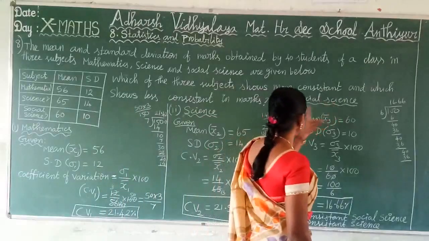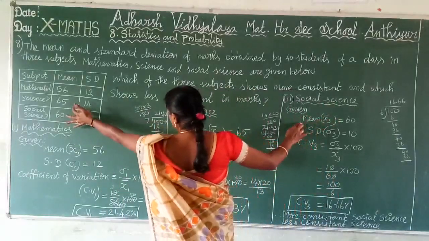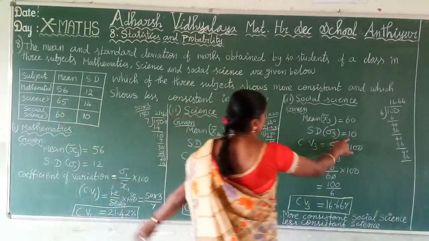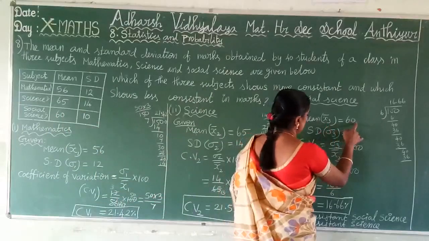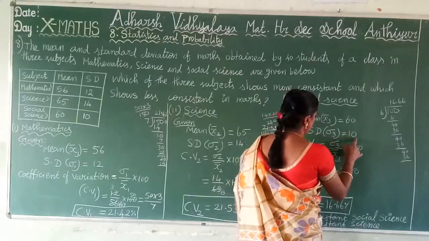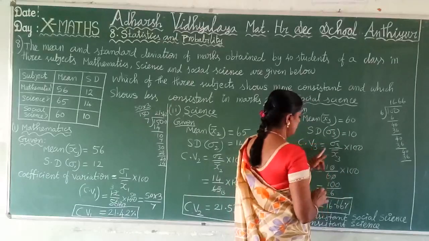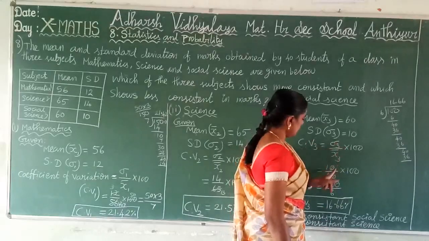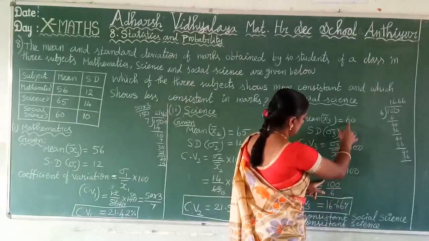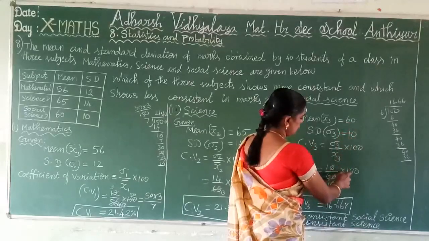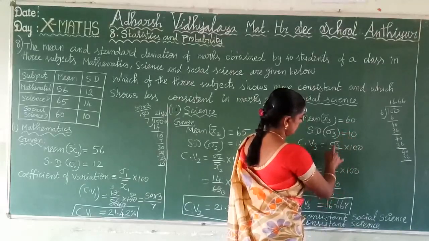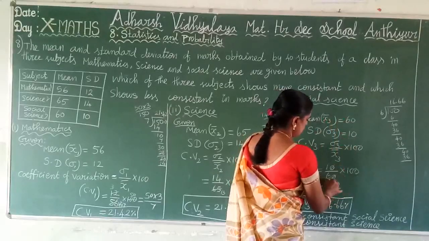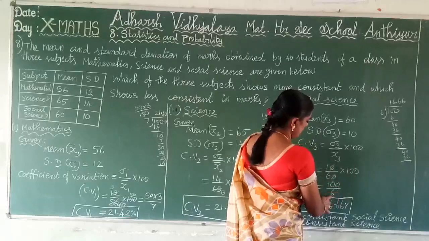The same thing we have to find for social science. Third one, social science given. What is the mean? 60. Standard deviation 10. So mean x3 bar is equal to 60. Standard deviation sigma 3 is equal to 10. Coefficient of variance 3 is equal to sigma 3 by x bar 3 into 100. So sigma 3 is 10 by x3 bar 60 into 100. So the 0s cancel. So 100 by 6.